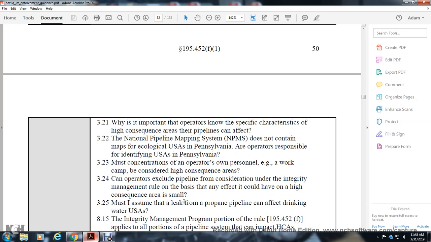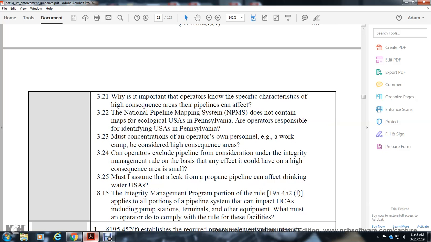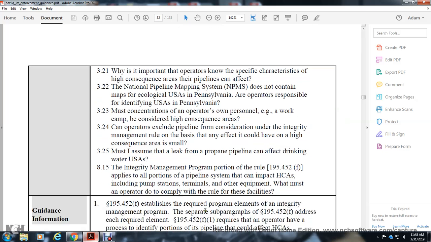325: May I assume that a leak of a propane pipe can affect drinking water? 815: The integrity management program portion, 195.452(f), applies to all portions of pipeline segments that can impact a high consequence area, including pump stations, terminals, and their equipment. Must the operator comply with the rules for these facilities?